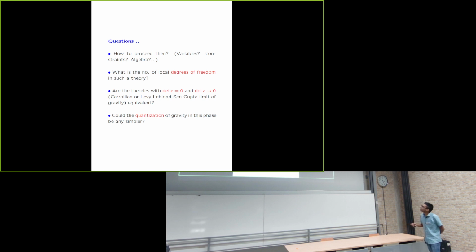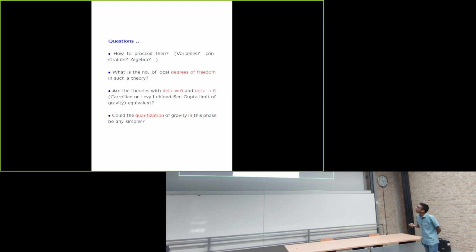So these are the questions. Firstly, how to proceed? How to define the variables when the tetrad or the metric is not invertible? What happens to the constraint structure and what happens to the algebra between the constraints, and then how do you count degrees of freedom? All those questions come one after another. Okay.